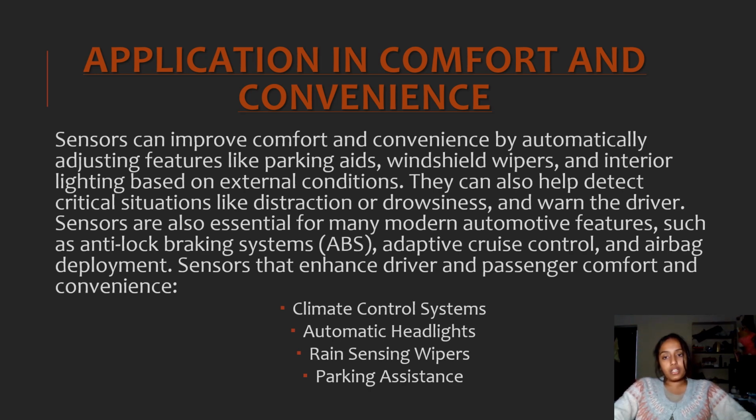Sensors can improve comfort and convenience by automatically adjusting features like parking aids, windshield wipers, and interior lighting based on external conditions. They can also help detect critical situations like distractions and drowsiness and warn the driver. Sensors are also essential for many modern automotive features such as the anti-lock braking system, adaptive cruise control, and airbag deployment. Sensors that enhance driver and passenger comfort and convenience are listed below: climate control, automatic headlights, rain sensing wipers, and parking assistance.